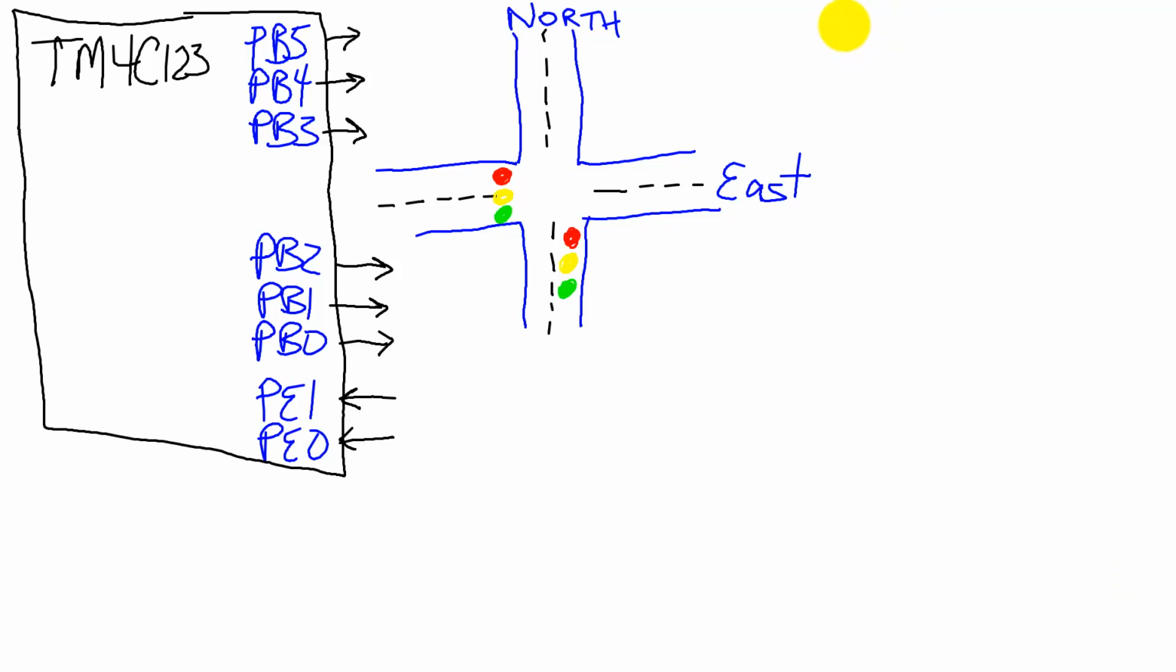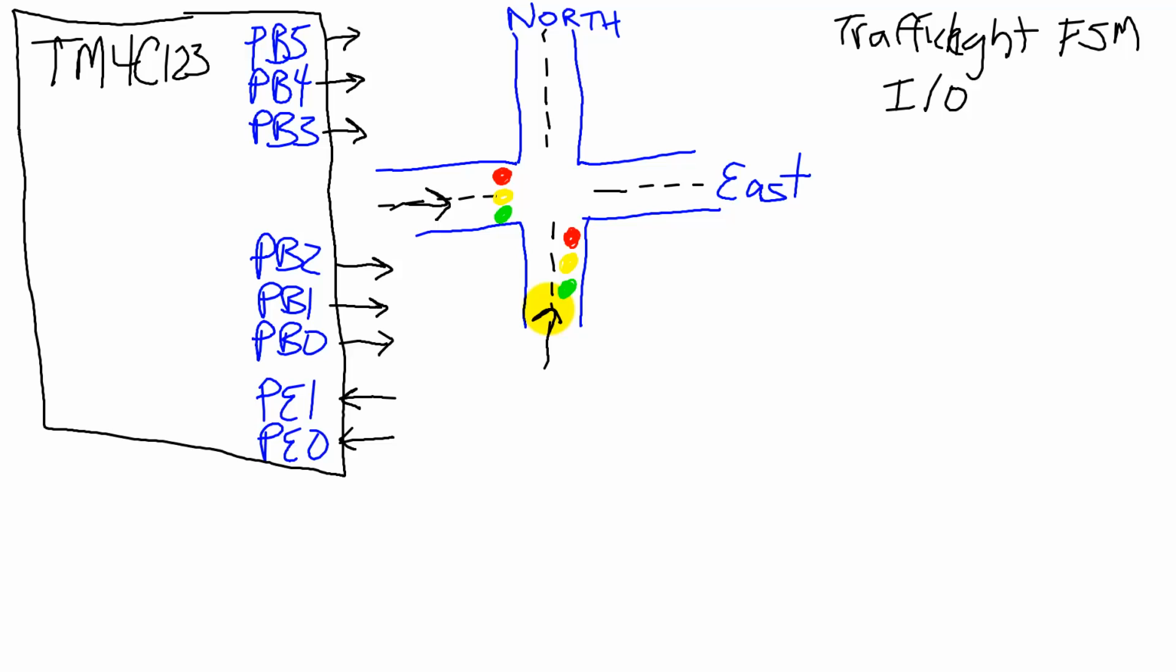Hi, let's make a traffic light using a finite state machine. The finite state machine is an abstraction, and so we're going to begin our design by looking at the input-output. So we have two roads. Cars are either going east or they're going north. And so our first outputs are the ability to control the two traffic lights.